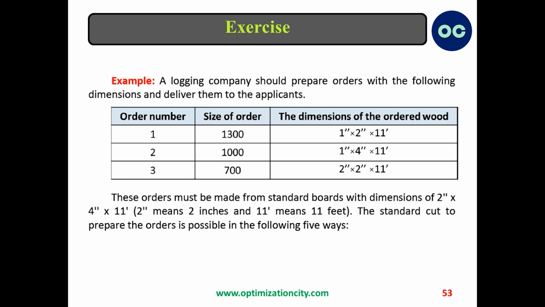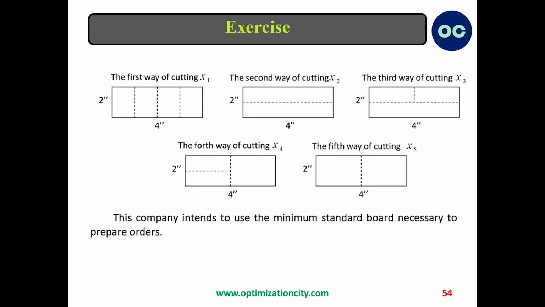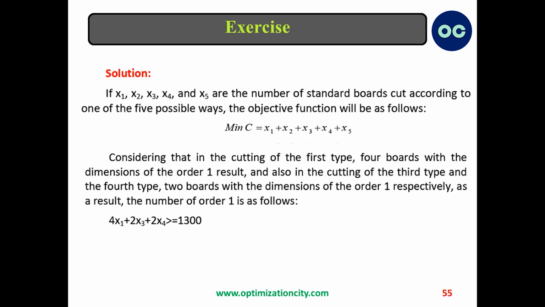To fulfill the order, the logging company needs to use the standard board with the dimension of 2 times 4 times 11, where 2 represents 2 inches and 5 represents 5 feet. There are 5 different ways in which the standard board can be cut to prepare the order of the customer. The company's plan is to use the minimum number of standard boards required to fulfill the customer's order. How can we formulate this problem?